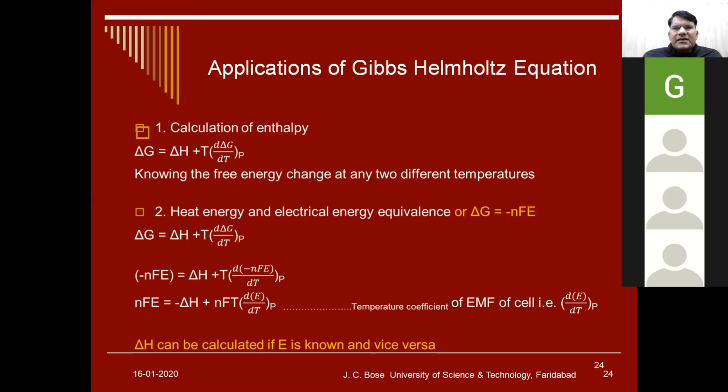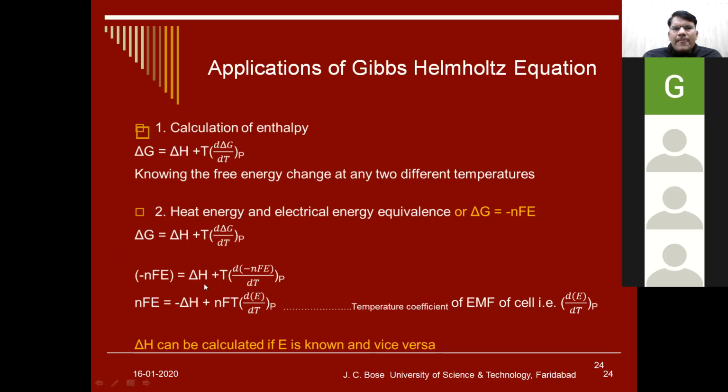Another application of this Gibbs-Helmholtz equation is that heat energy and electrical energy are equivalent to each other, and delta G is equal to minus nFE. I think this is a well-known relationship. This is the Gibbs free energy change taking place during a process, and this is how it is related to electrical energy. So this relationship holds good. If you apply delta G equal to delta H plus T times del by del T of delta G at constant pressure, again we are making use of the Gibbs-Helmholtz equation. So for delta G, we can put minus nFE. Substitute delta G equal to minus nFE here.